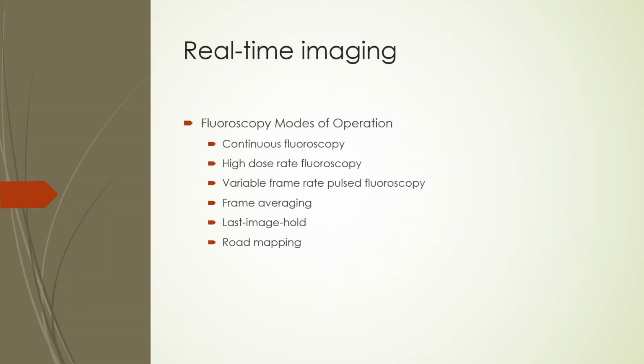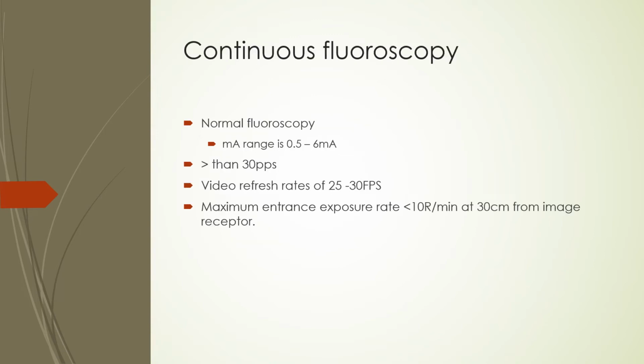Let's look now at some real-time imaging modes. We shall start with continuous fluoroscopy. Continuous fluoroscopy is the normal operating mode for most fluoroscopy systems. The mA ranges from 0.5 to 6 mA depending on the manufacturer. In some systems, 30 pulses per second is considered continuous fluoroscopy. When the pulsing rate is less than 30 pulses per second, the mode is called pulsed mode. Pulsed modes are lower dose than normal continuous fluoroscopy modes.